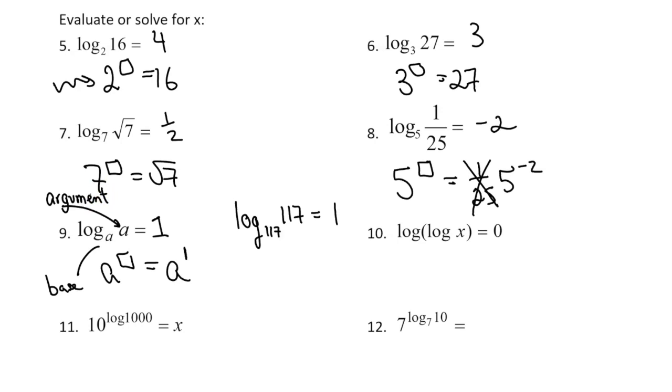Yeah, technically it's called the argument. So number 10: log of log x equals 0. Okay.